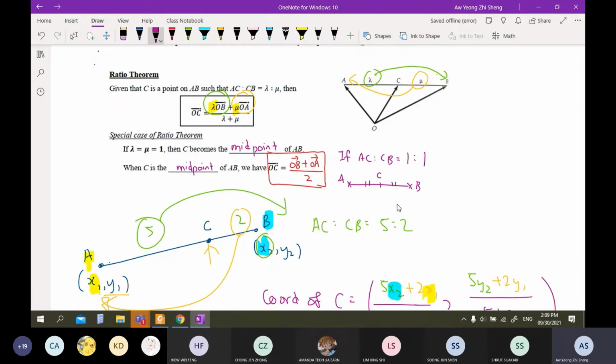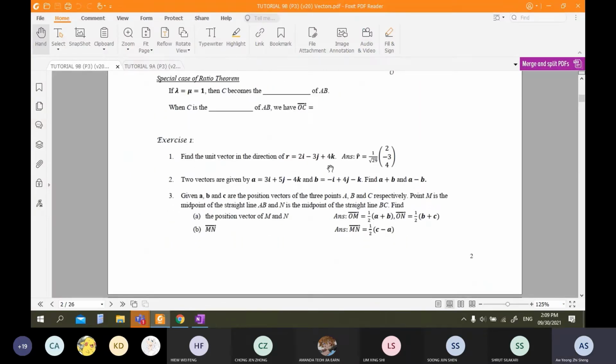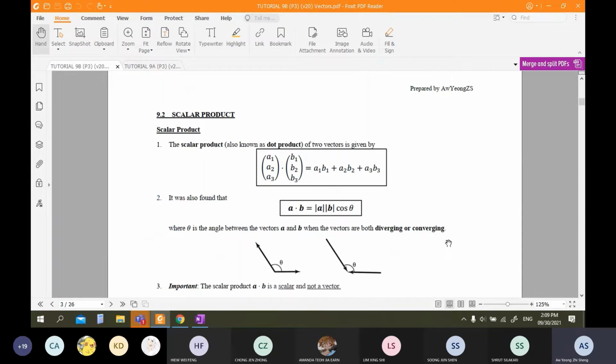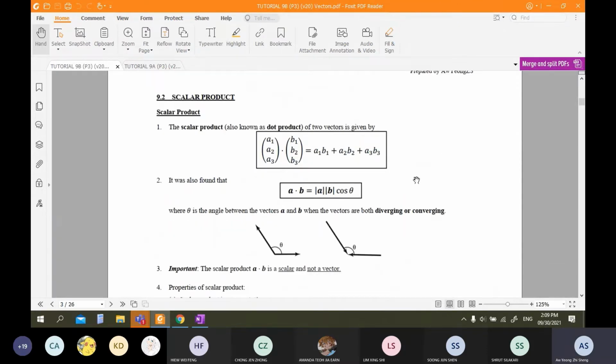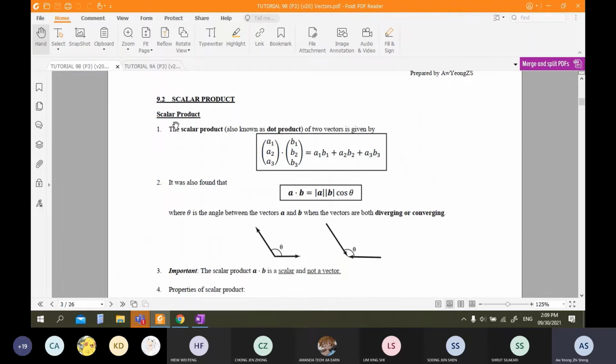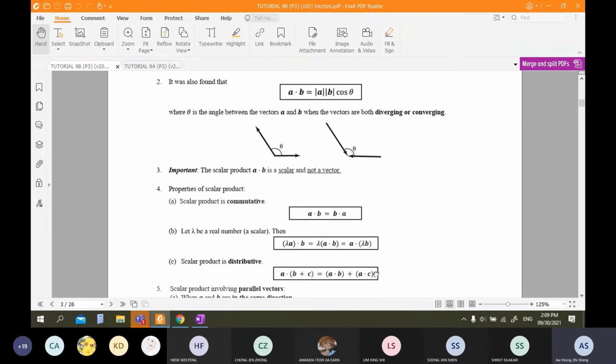And exercise 1 is rather simple, so I will just skip exercise 1. This is rather simple, just for your own practice. I will just skip exercise 1 and I will move to scalar product. Okay. Scalar product, the first 5 points are also a repetition. The first 5 points on page 3 is exactly a repetition of what you saw in chapter 9A notes. So I will just skip through all this, and you can just read on your own.